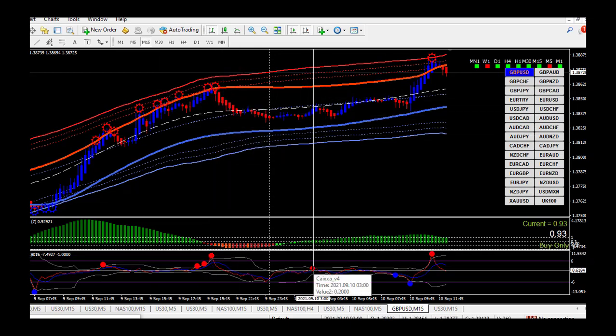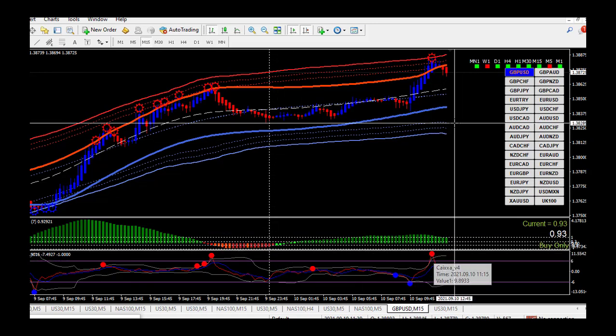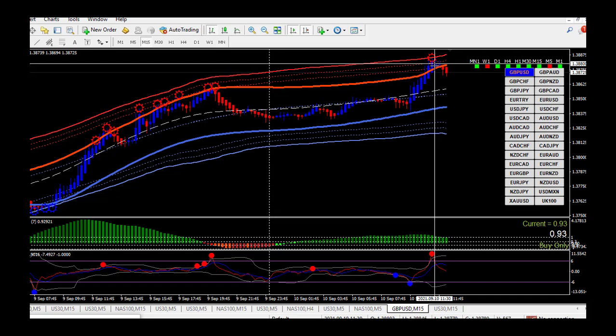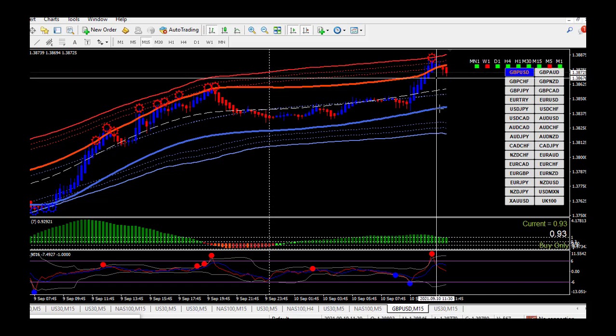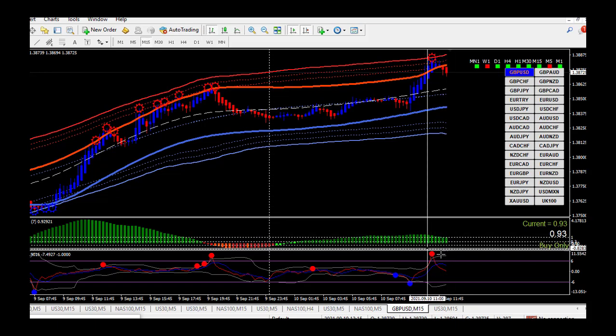And yes, here is another one again. This doesn't confirm it, and at this point right now we have a sell signal for this GU, but this indicator is yet to confirm this signal.